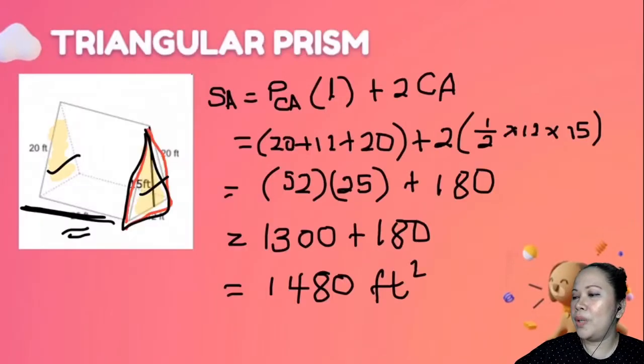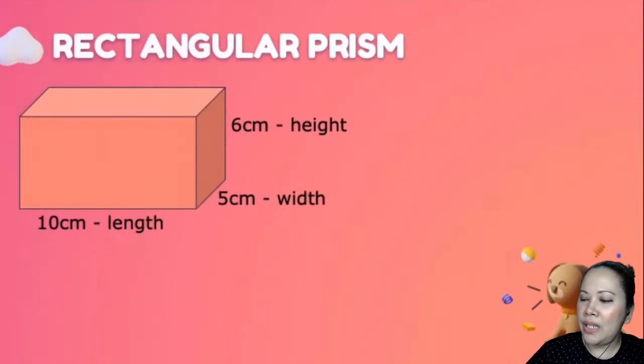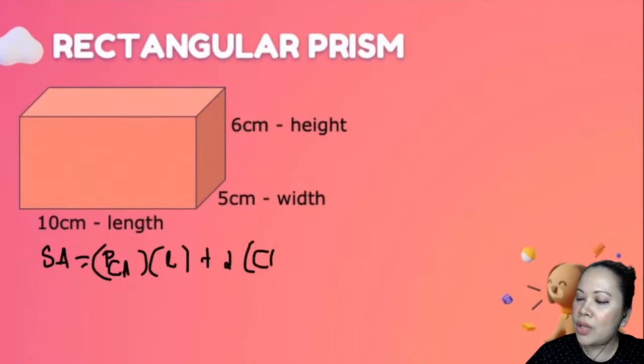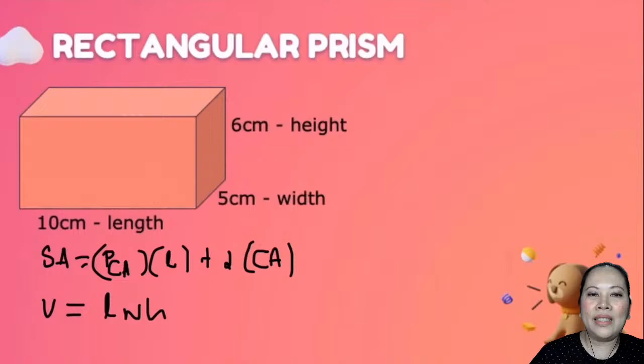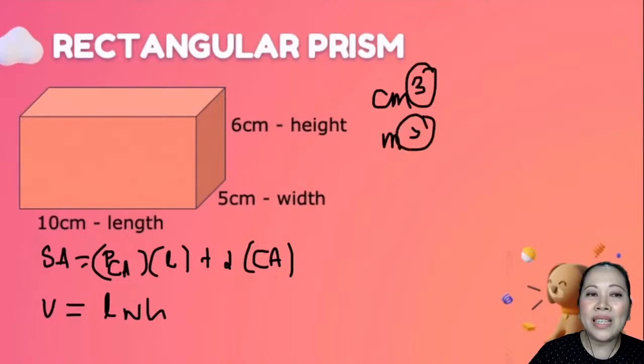Okay, so let's go back. If it's a rectangular prism, let me just erase everything. Again, surface area would be the perimeter of our cross-sectional area times the length plus twice your cross-sectional area. That is the surface area. Therefore, the volume is simply length times width times height. That's it. Because it's volume, it's a cube. That means we have to multiply 3 things. Always remember, volume is cubed: cm cubed, meter cubed. This is the unit. Since it's cubed, we have to multiply 3 of something.